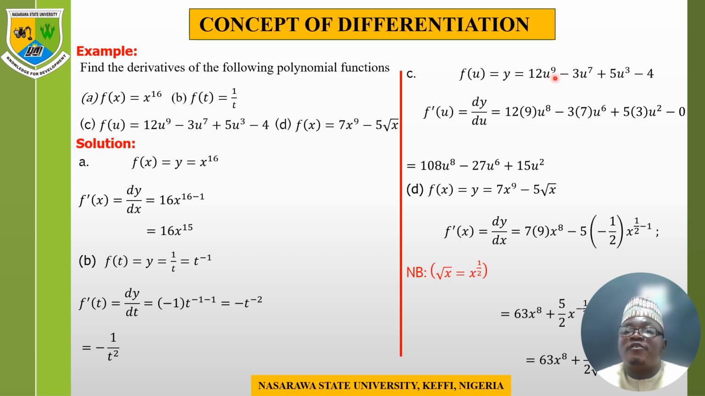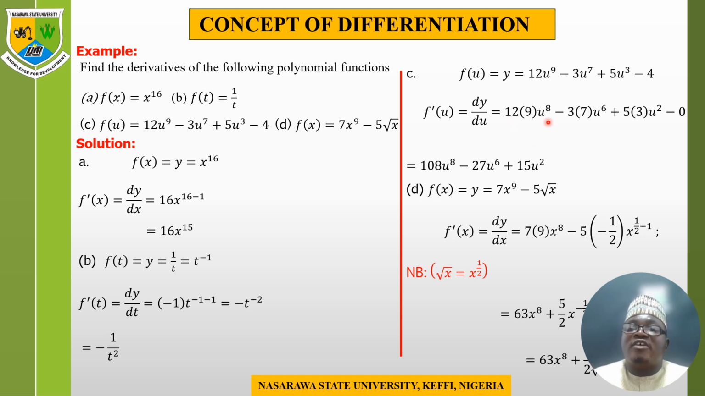Then you minus 1 from this. 9 minus 1, you get 8. Then the power of u here is 7. 7 multiplying 3, we have this, and 7 minus 1, we have 6. The coefficient of u here is 5. The power of u is 3, and 3 times this, we get this. And when you minus 1 from the power of u, which is 3, 3 minus 1, you get 2. Then the last one is a constant, and remember when you differentiate any constant, you get 0.